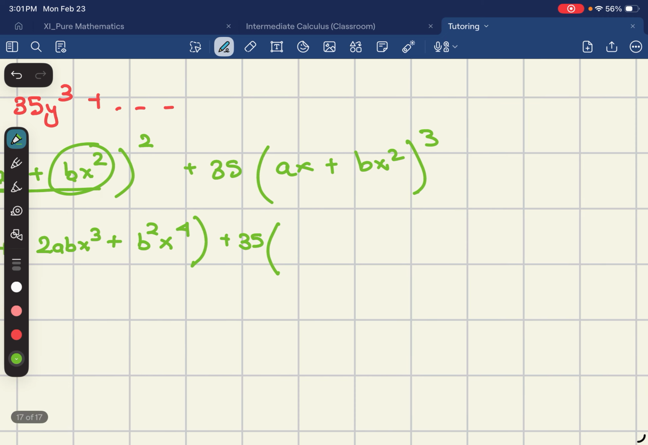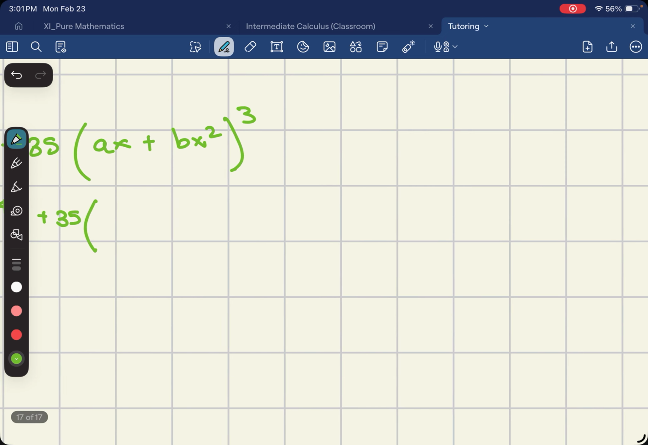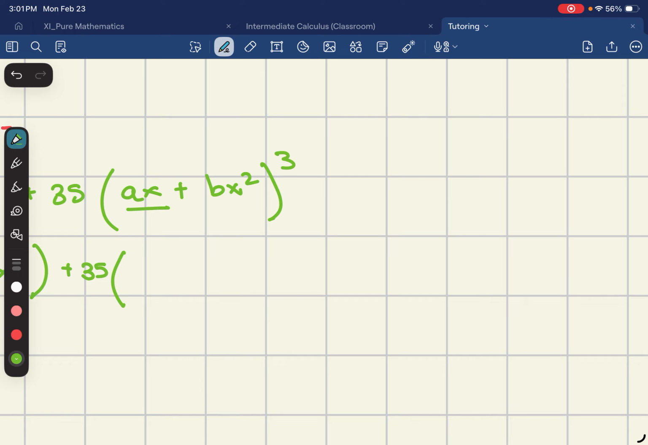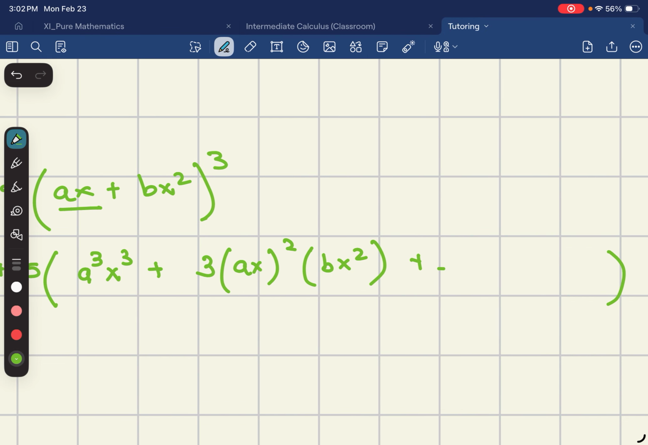Now I need to expand this. Now you can use the binomial theorem, and I encourage you to do that, but I want to do it a bit quickly. So it's going to be the first term cubed, that is a cubed x cubed. And I think I can stop. The second term is going to be 3 times ax squared times bx squared. So you can do binomial expansion, you can expand it on your own. I'm doing it a bit quickly here, and it goes on.